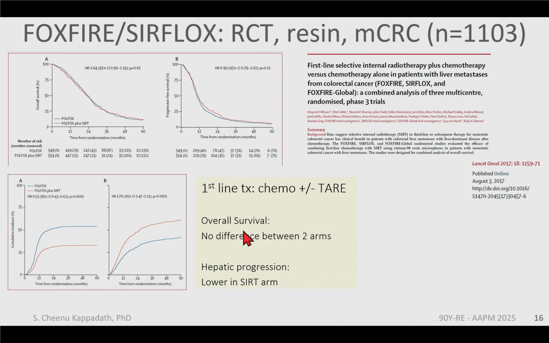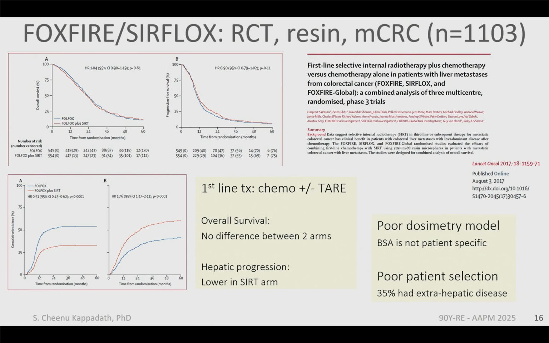There was no difference in OS because the primary endpoint was OS. Okay. They saw a delay in progression in the hepatic arm, but that really didn't change the OS. So when we did a deep dive into this, one of the things we realized was they used a poor dosimetry model. They didn't really plan to give a certain dose to a certain tumor, so they didn't really get a response. And they had poor patient selection.